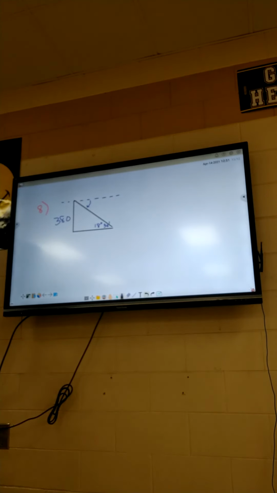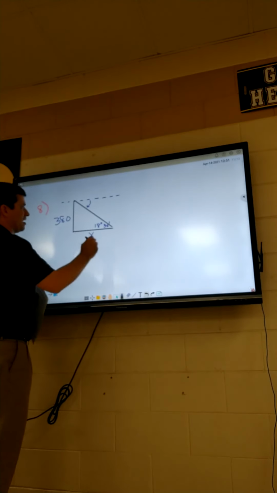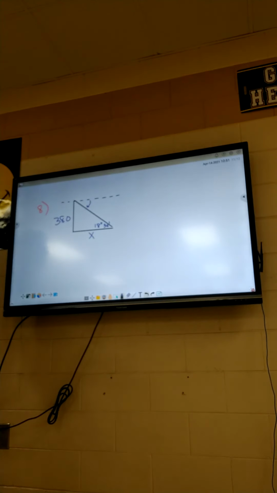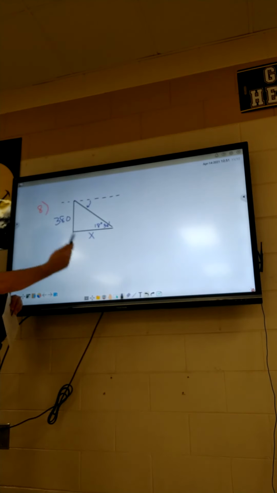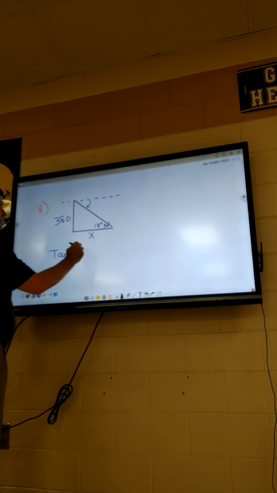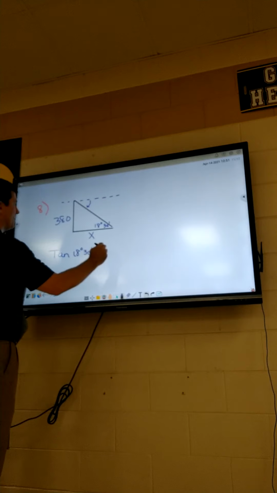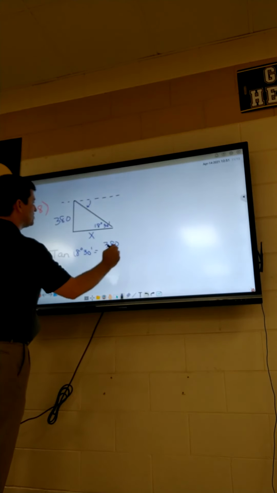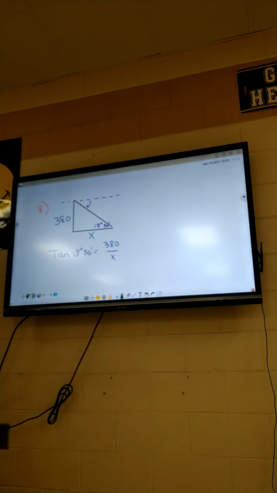How far is it from the boat to the bottom of the cliff? That's got to be your x. All right, which formula matches up with this one? I got opposite and adjacent again, so it's got to be tangent, right? So I got tangent of 18 degrees 30 minutes equals opposite over adjacent. Now, do I have to do the extra step for an angle on this one? No, because I already have the angle. I'm trying to find a side. You guys remember what to punch in the calculator on one like this?